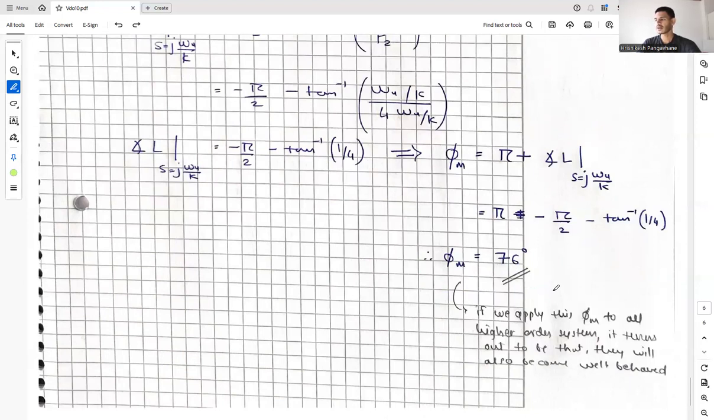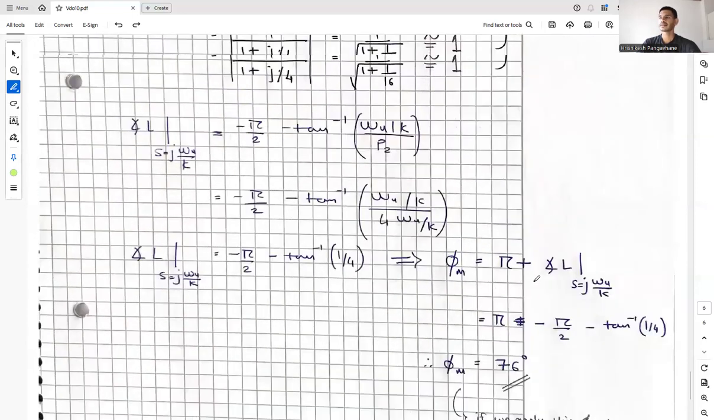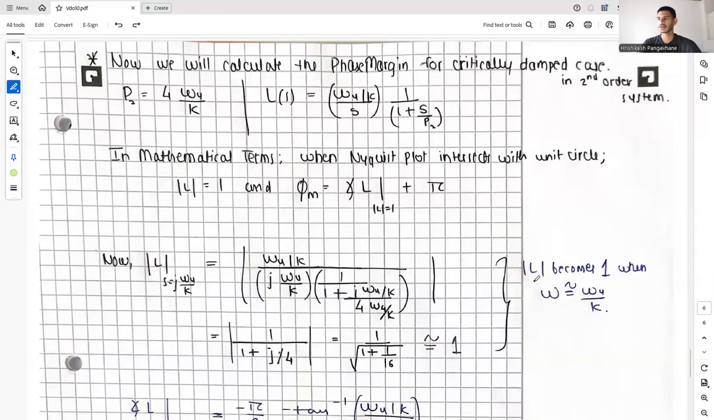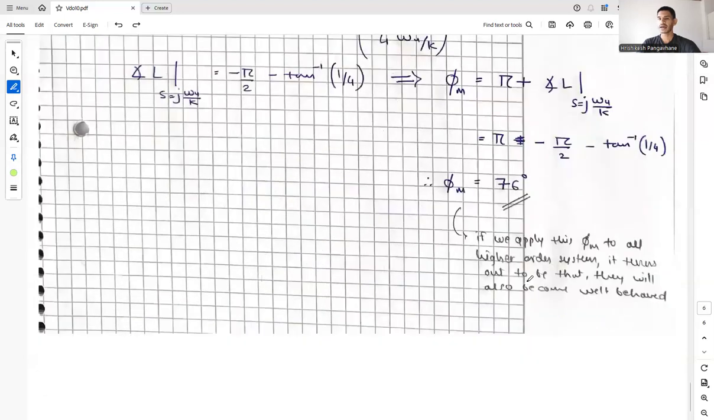If we apply this phase margin to all higher order systems, it turns out that they will also become well behaved. So I think this is how we lay an idea of the Nyquist criterion in designing negative feedback amplifiers.